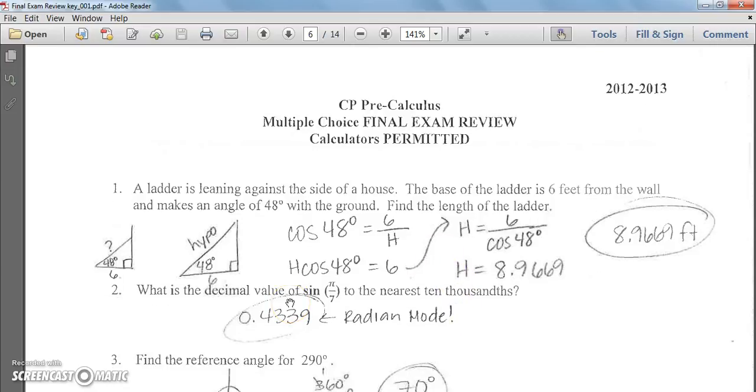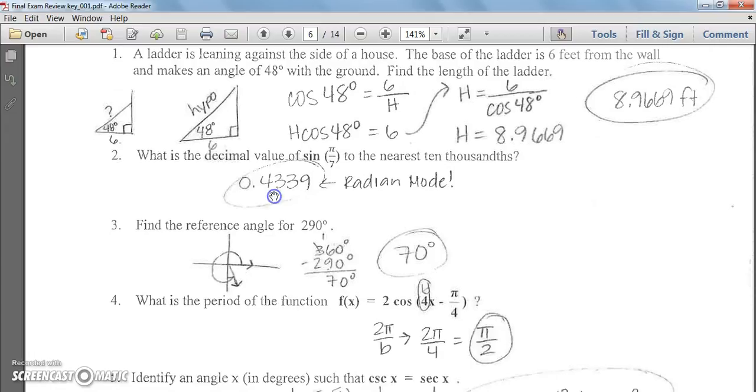Number 2, write the decimal value of sine of pi over 7 to the nearest thousandth. Okay, your calculator is in degree mode for number 1. It needs to be in radian mode for number 2. It's a straight calculator mash. No issue whatsoever there.